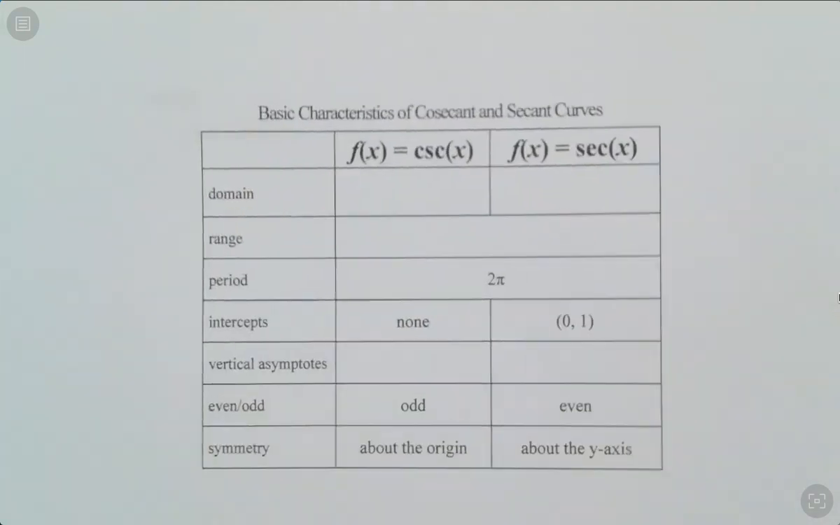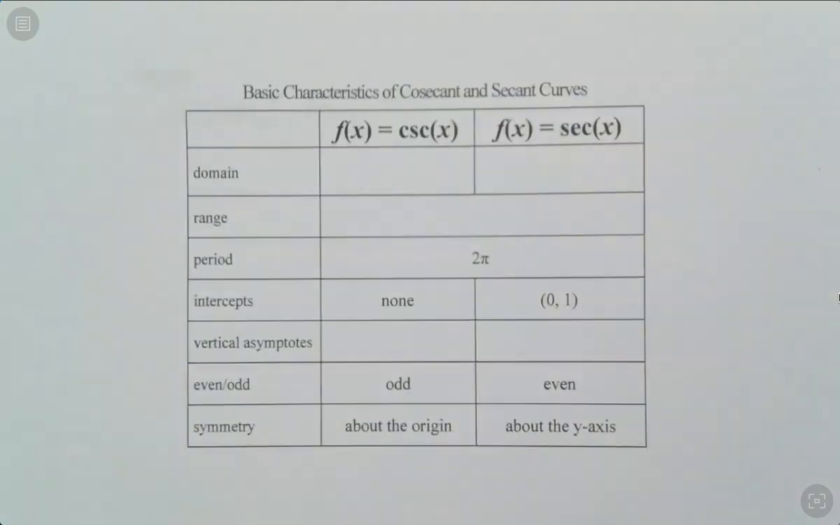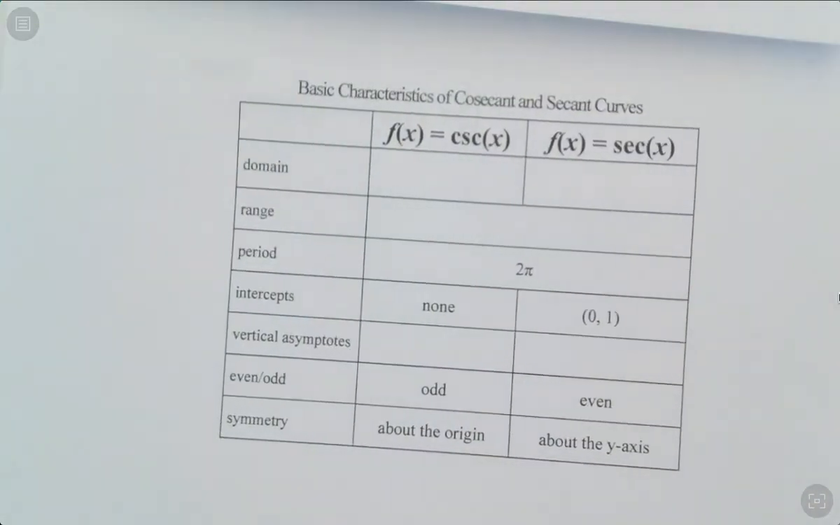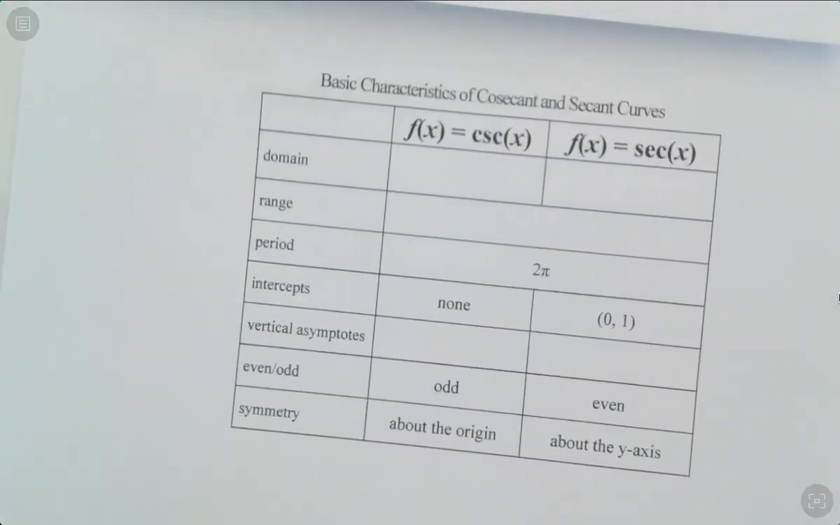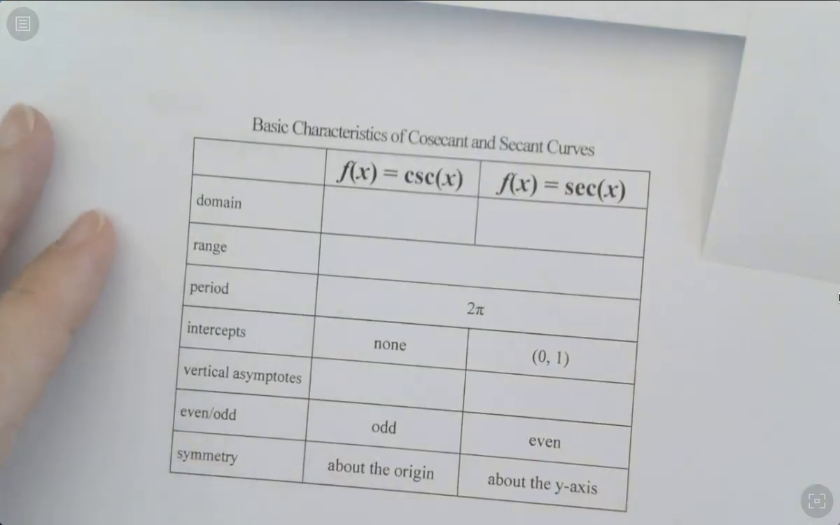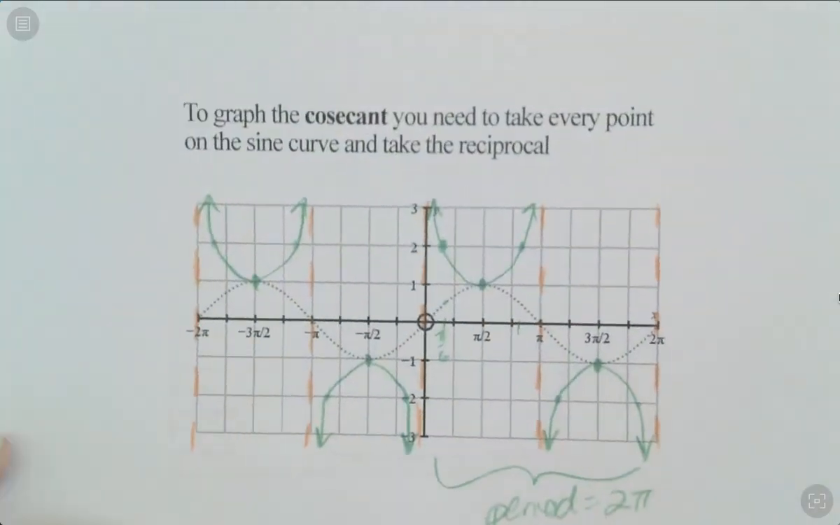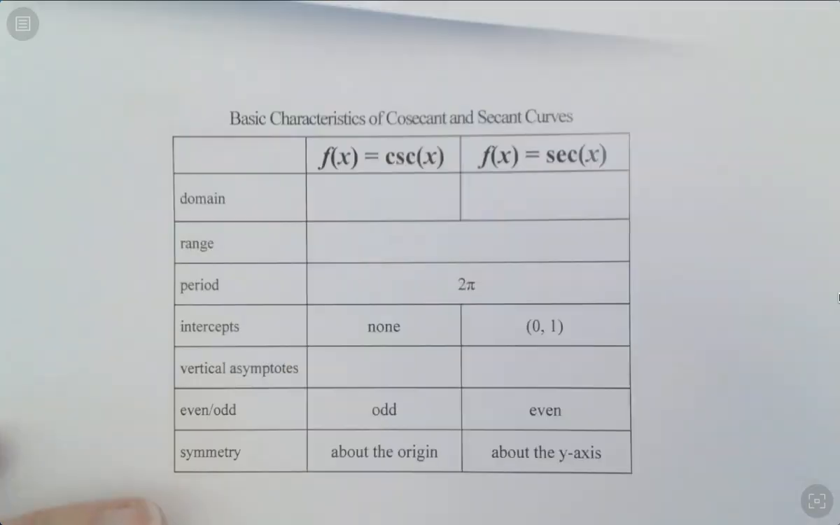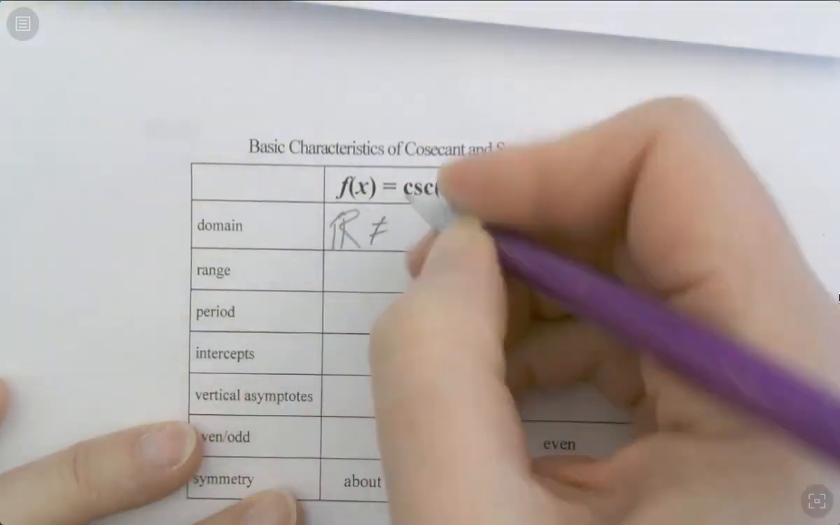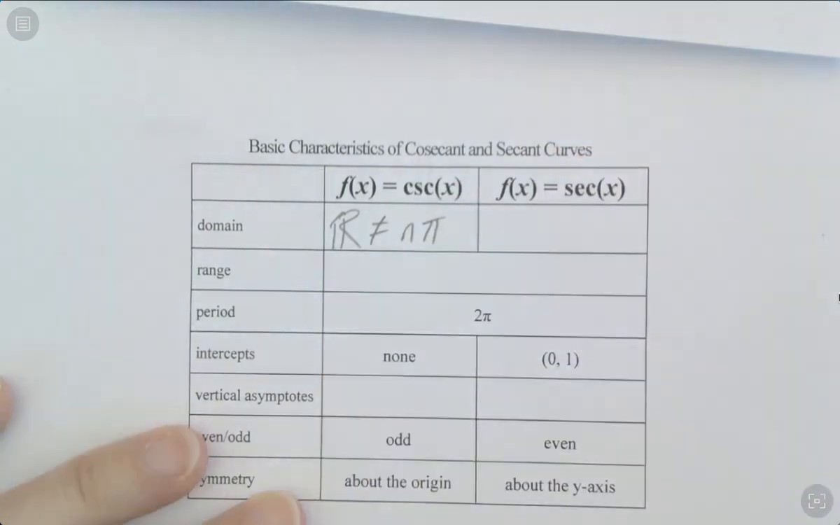All right, let's summarize some of that information here on this chart. So, domain of the cosecant function. So here is our cosecant function. What do we think about the domain? All real numbers not equal to n pi? Or 0 plus n pi? Yes. All real numbers not equal to n pi.